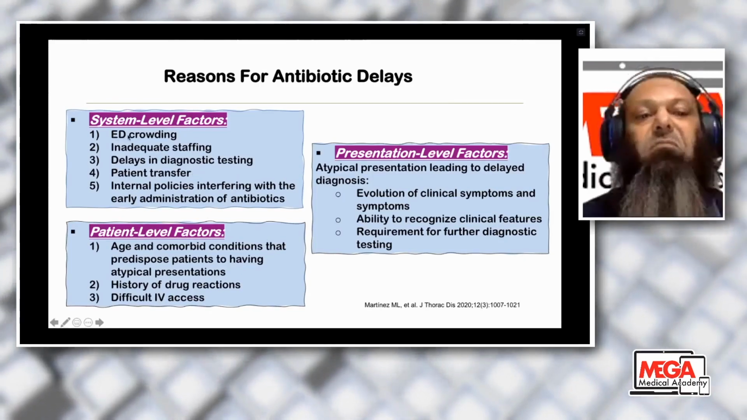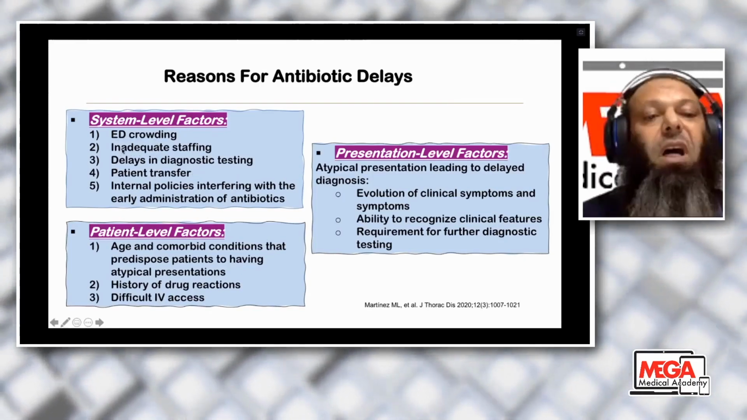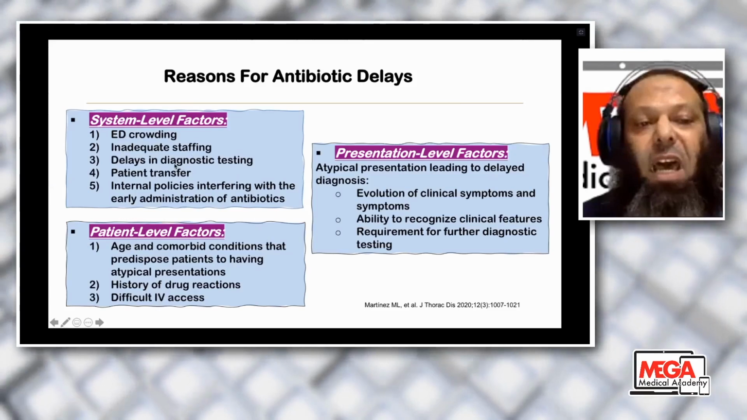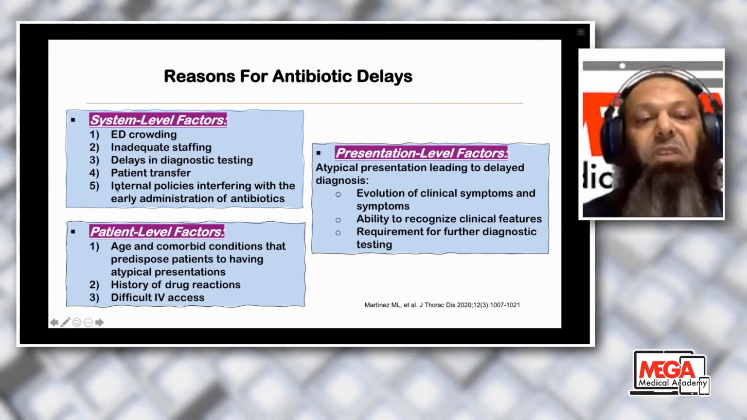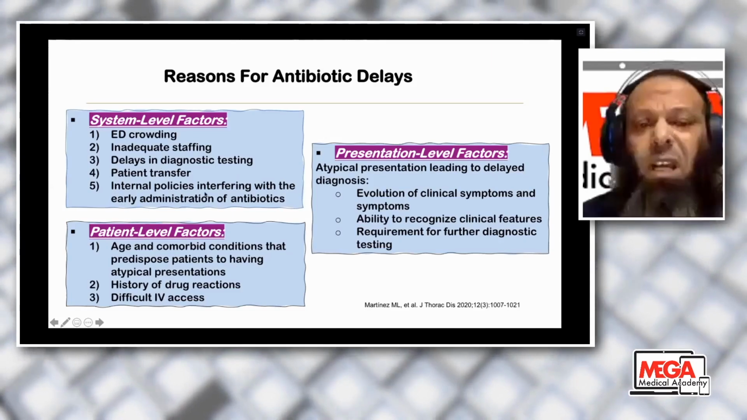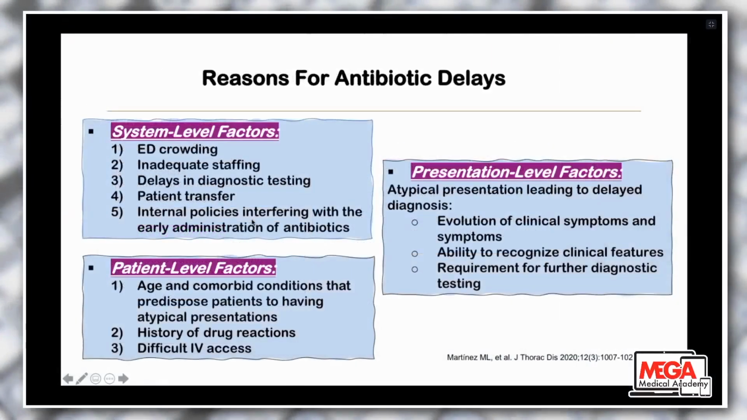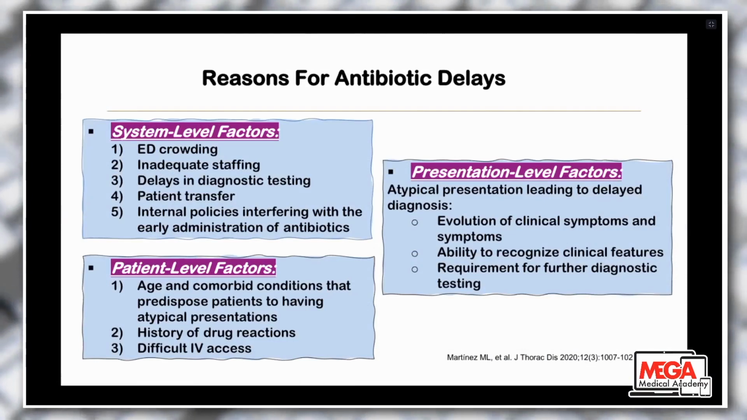For system level factors: ER crowding, inadequate staffing, as Dr. Sherman mentioned before in his presentation, delays in diagnostic testing, patient transfer, and internal policies that interfere with early administration of antibiotics, like the antimicrobial stewardship program or approval from ID. Those are system level factors.